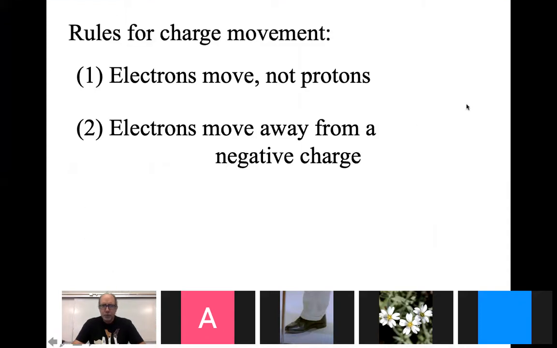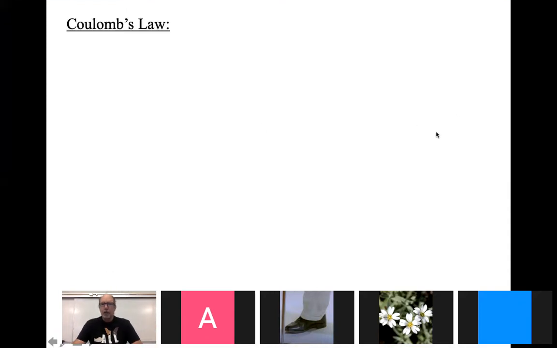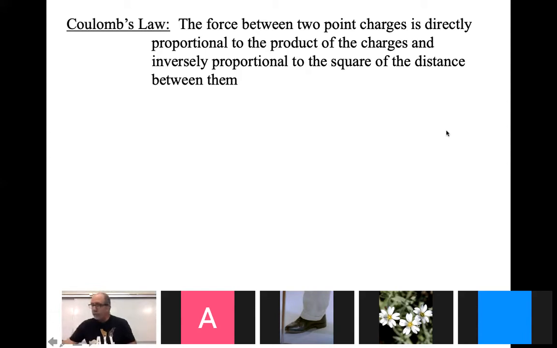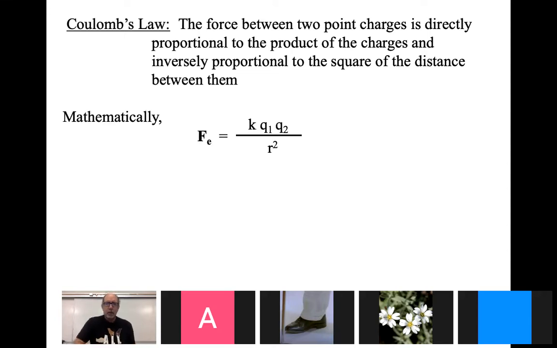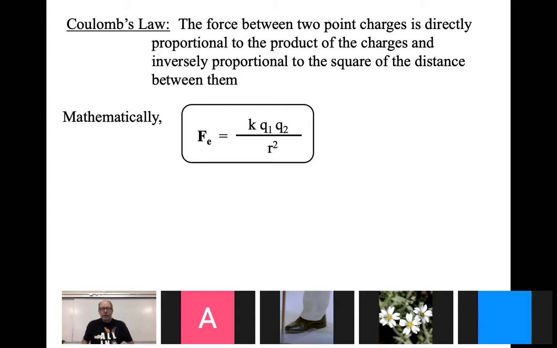Coulomb's law. Now, here's the English. You do not need to write down this English. The force between two point charges is directly proportional to the product of the charges and inversely proportional to the square of the distance between them. That is, when the charges went up, the force went up. When the distance went up, the force went down, by the square of the distance. You don't need to write down this English, but write down the mathematical equivalent. This is Coulomb's law for the electric force.